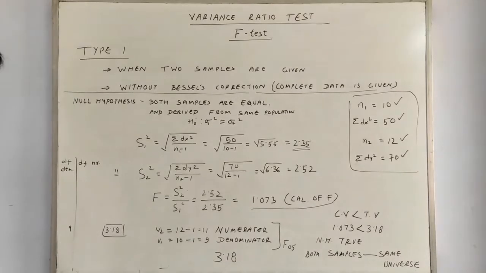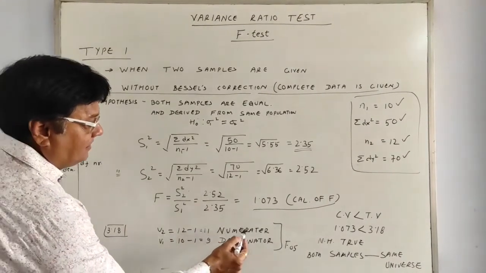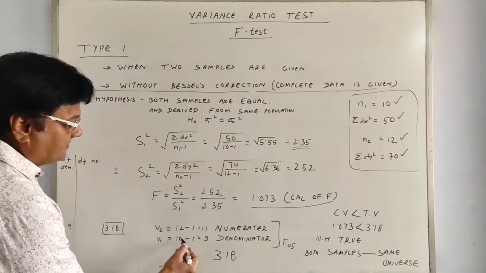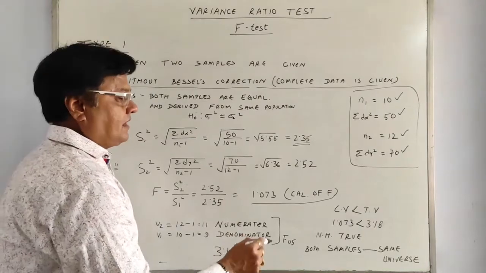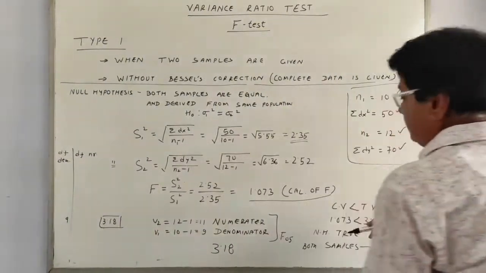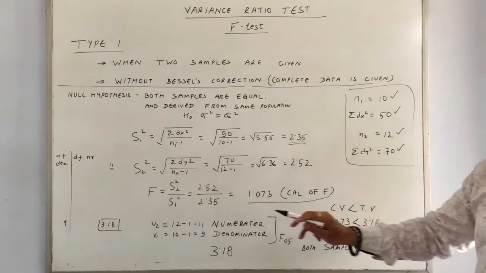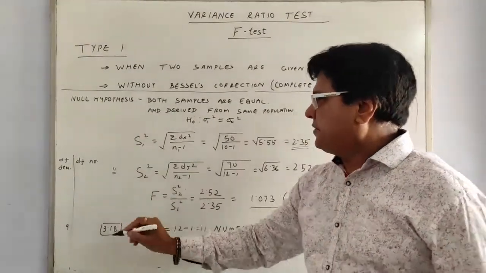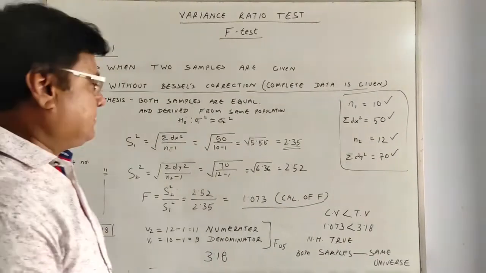Now here we can write it this way: v2 equals 12 minus 1, that is 11, which is the numerator. v1 is 10 minus 1, 9 degrees of freedom, which is the denominator. On the basis of that, we will now find our table value. The table value is coming to 3.18. I have written it here also, for 11 and 9. You can see the table.